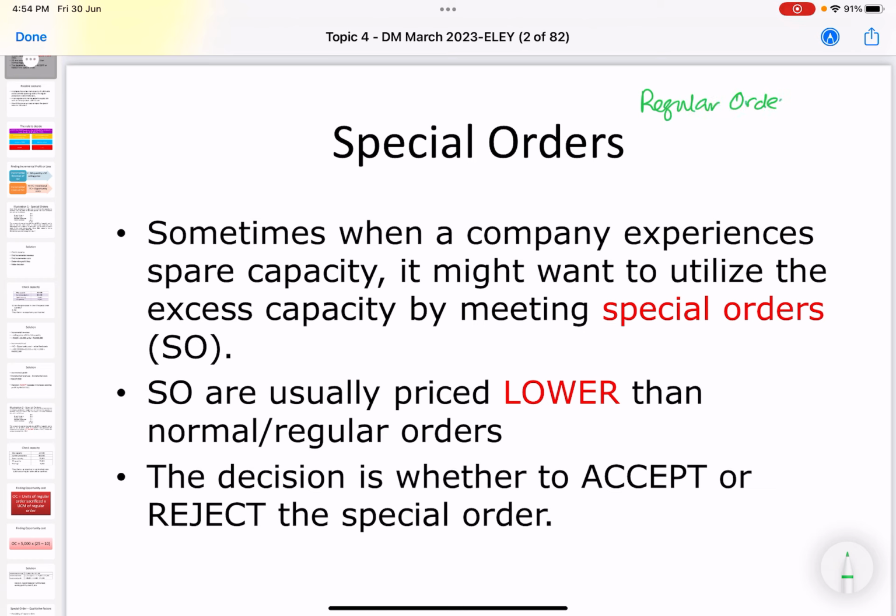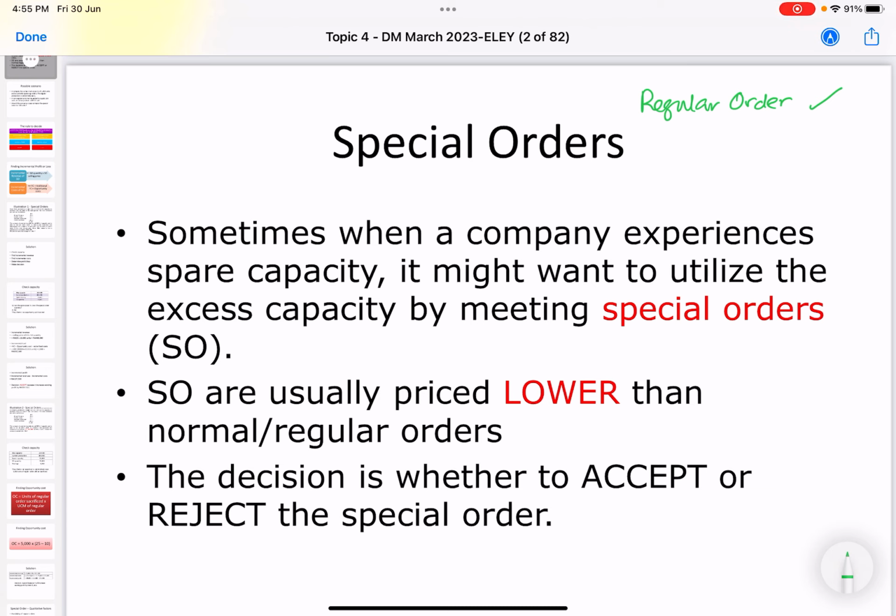Okay. Imagine that you're going to Mydin and you see a lot of shampoos being manufactured, for example, by Procter and Gamble, right? Okay, so Procter and Gamble might manufacture one type of shampoo, and that shampoo is their regular order. Maybe at some point in time, they find that they have spare capacity. Spare capacity means, for example, they have more than enough labor, or more than enough factory space, or more than enough machines that enables them to produce up until their full capacity.